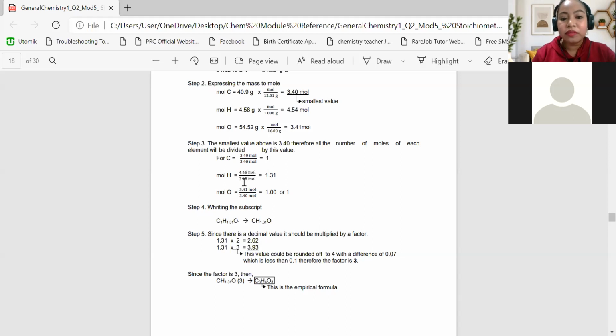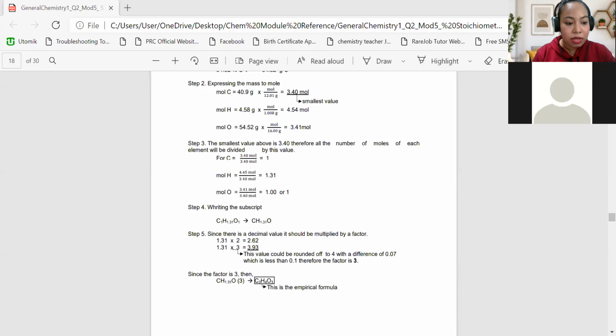4.45 mole divided by 3.40 mole is 1.31. Since it is just 1.31, you do not need to write 0.00 or 0.001, just like what I did here. So if you have 3.41 mole divided by 3.41, once you notice it has a decimal point, it is no longer sensed in the calculation.